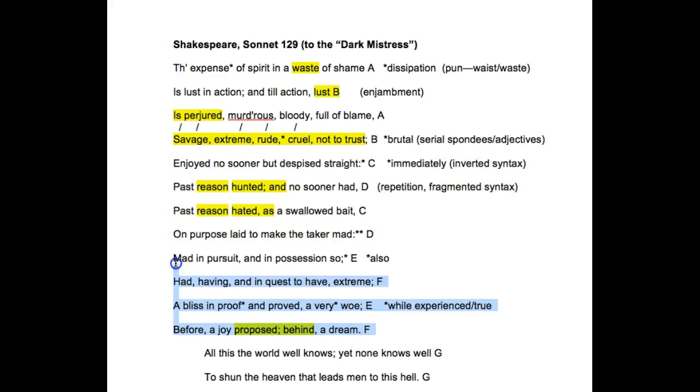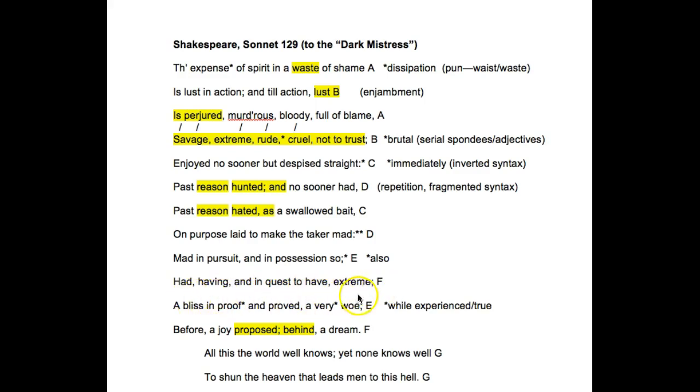He continues this in the last quatrain. Mad in pursuit, and he's talking about madness, and in possession so, had, having, and in quest to have, extreme, a bliss in proof, and proved a very woe, before a joy proposed, behind a dream. So what he's saying is that this is a repeated cycle, right? Had, having, and in quest to have. And so there really never is any satisfaction achieved, right? It's always sort of lust is renewed, right?